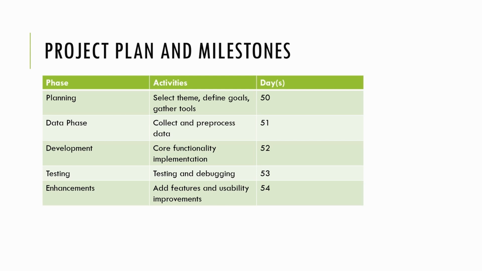Here's a high-level project overview. The plan is to divide it into several phases with milestones for each. We start with planning, moving to data collection, followed by development, testing, enhancements, and finally finalization. Each phase is aligned with specific tasks and days.